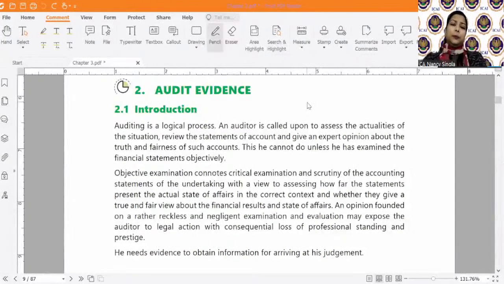Now I told you that SA 500 explains what constitutes audit evidence. So we will now be discussing the definition of audit evidence. We have seen the synonym, we have seen the dictionary meaning, but the technical definition that is given by SA 500 is yet to be seen. So let us have a look at the definition which is given by SA 500.